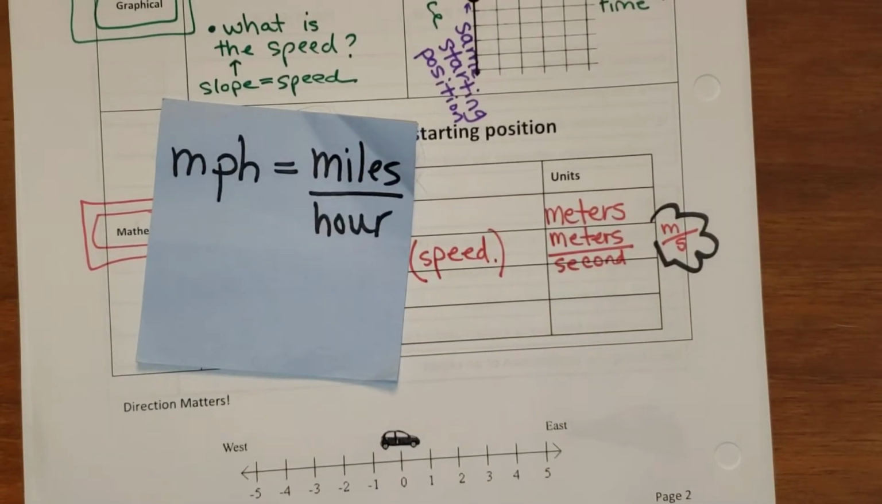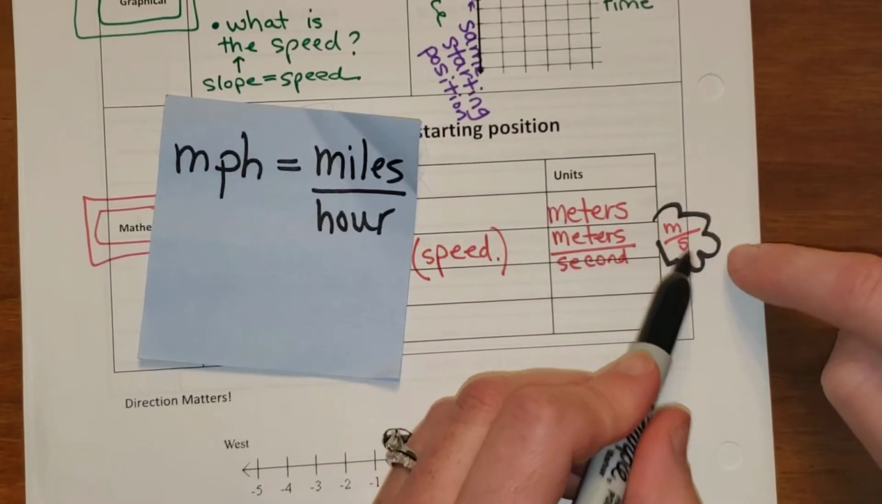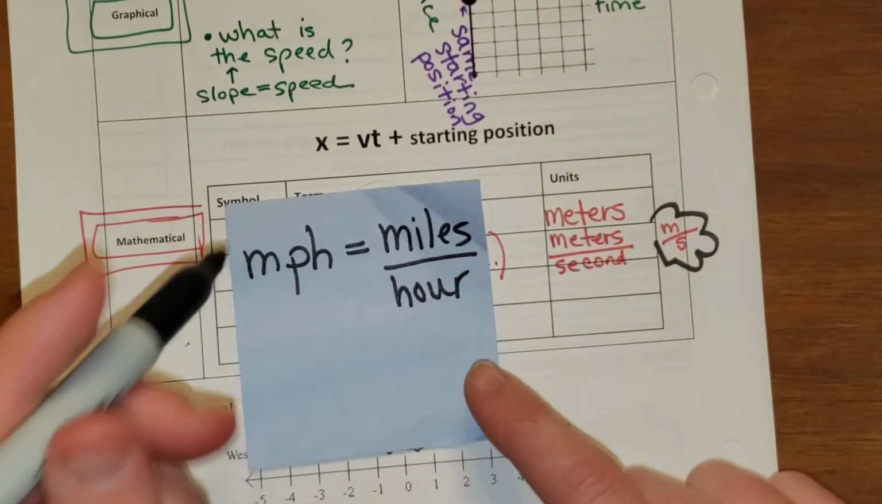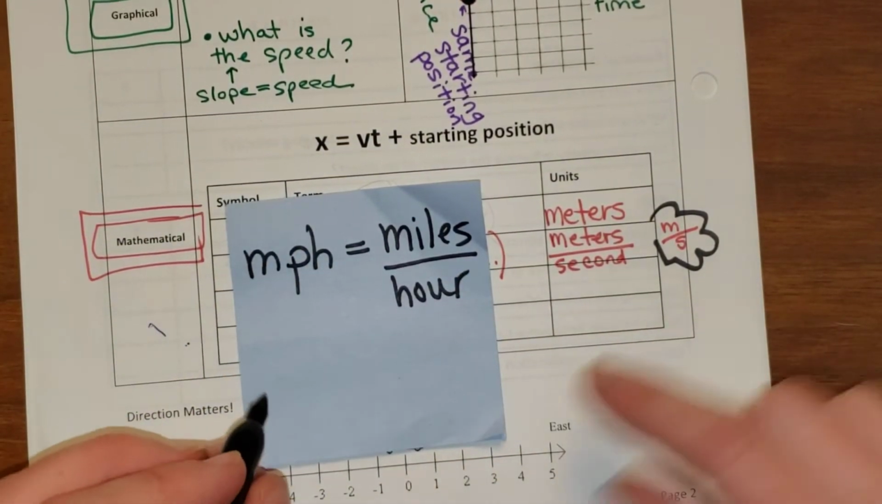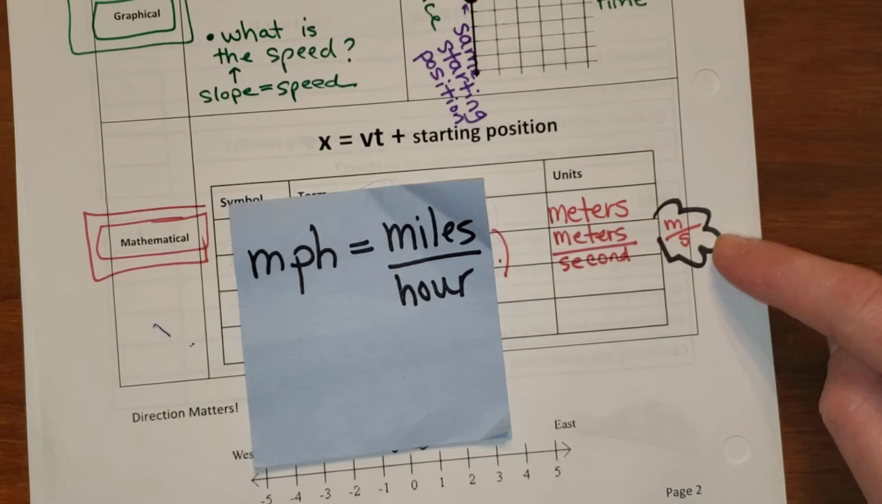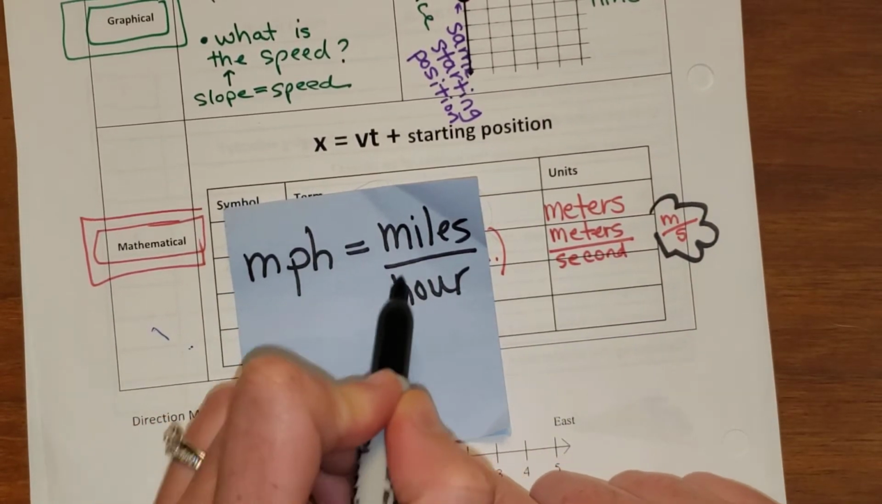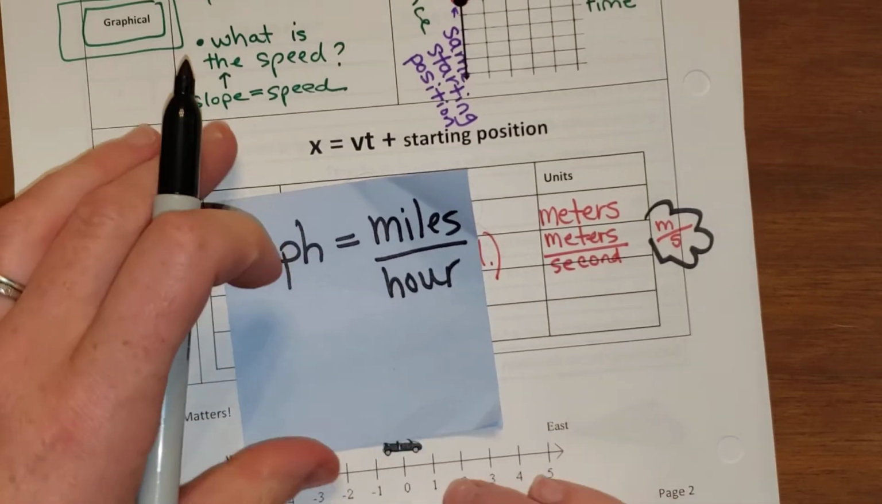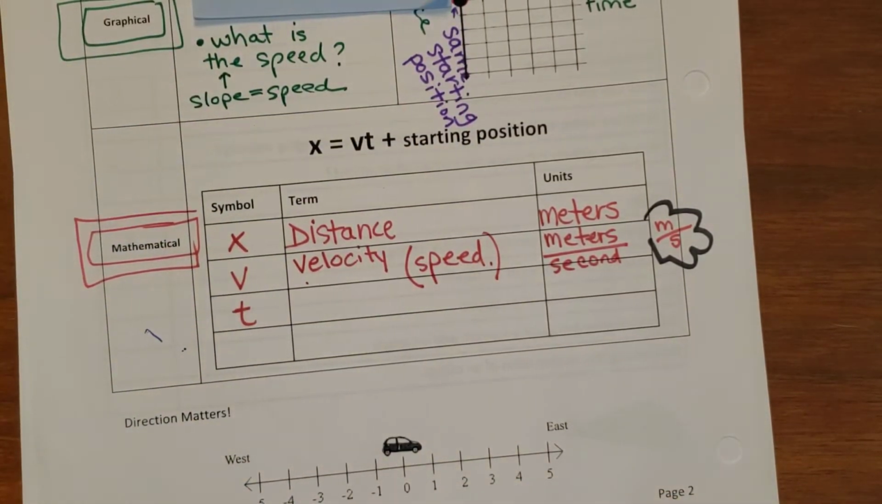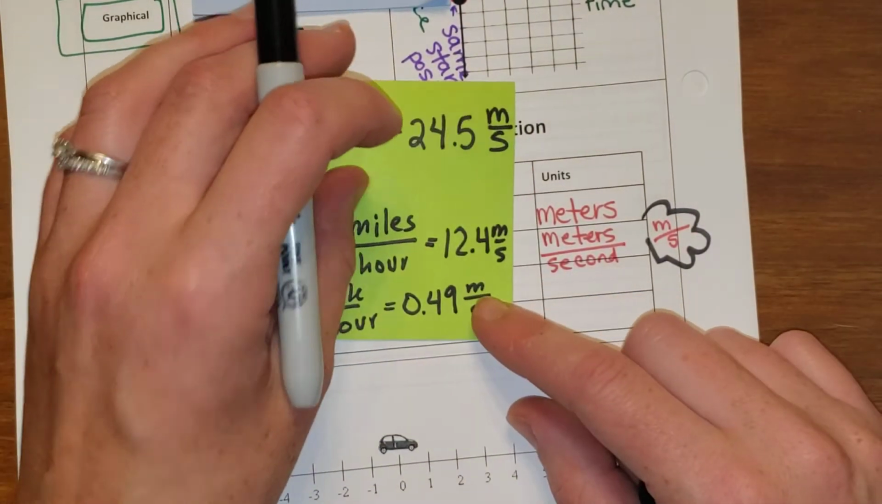I just brought out a Sharpie. Of meters per second. Those have the same idea. Now, nobody ever writes MPS for meters per second, but that MPH, it just means miles per hour. Now, here's a fun couple of examples.